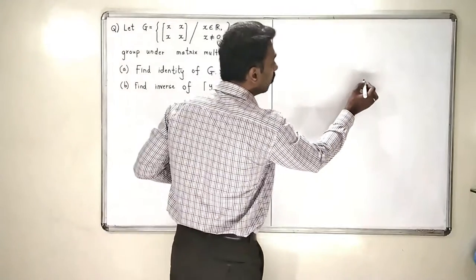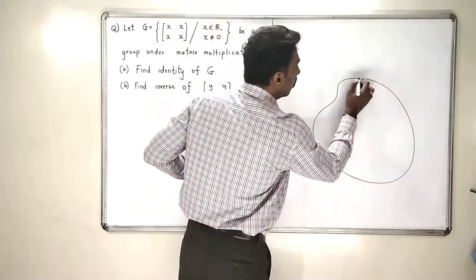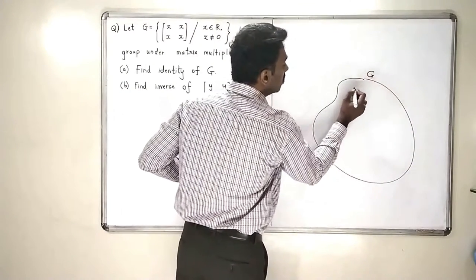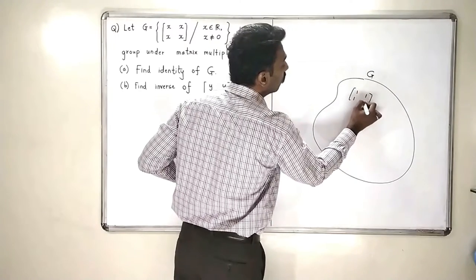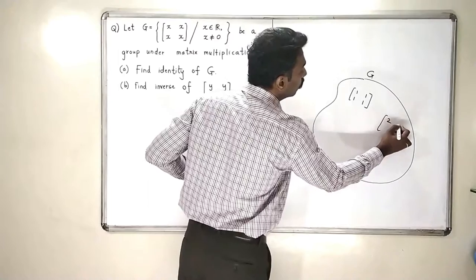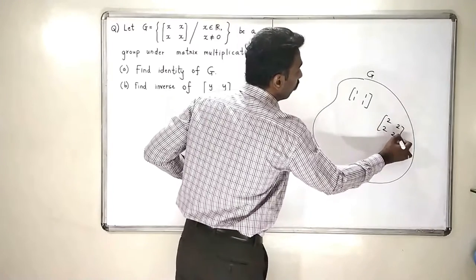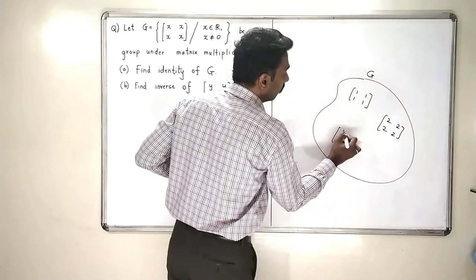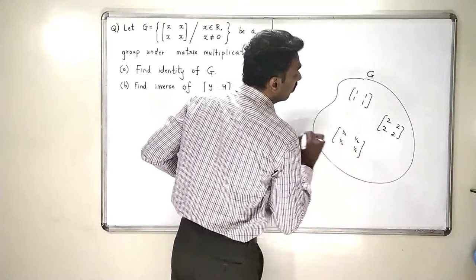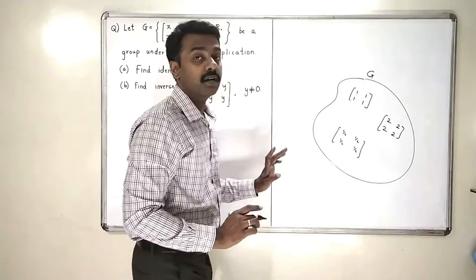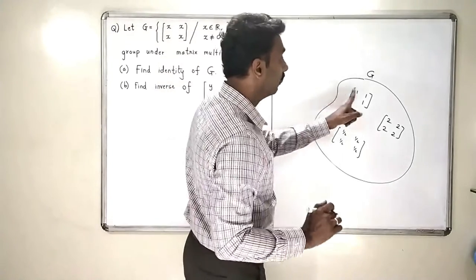So if I just draw a small picture over here, I will say G. G will contain which type of matrices? It will contain 1, 1, 1, 1. It will contain 2, 2, 2, 2. And so on. Maybe it can also contain something like half, half, half, half. Any real number where all the 4 entries are the same.